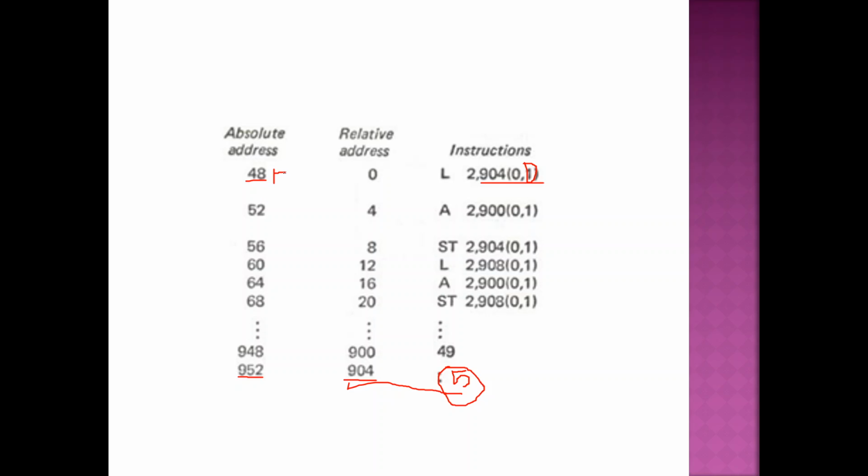So I'll have to add the displacement with the register 1 value. When I add 904 plus 48, I get 952. Do you understand? In order to get the actual, or absolute, address, we have to give this whole format. Only then it is complete. Otherwise, it is not complete.